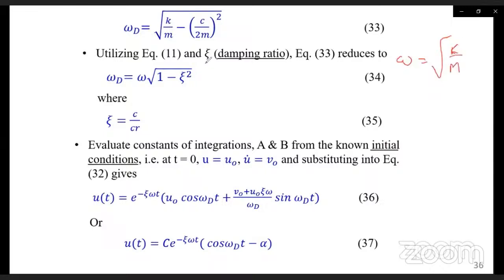And again, the damping ratio. This is where I was saying the symbol that I had used before. I had used eta, but now we are using xi. So the damping ratio is equal to the damping coefficient over the critical damping coefficient, c critical. Utilizing this expression, you can simplify equation 33 to have equation 34. Omega d is equal to the undamped angular frequency times the root of 1 minus xi squared, or damping ratio squared.